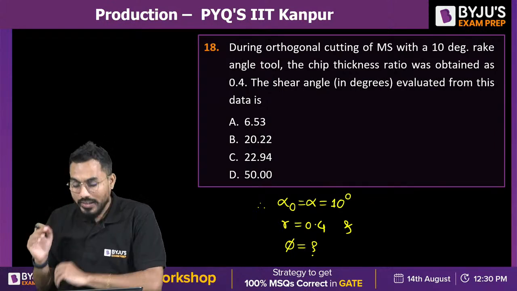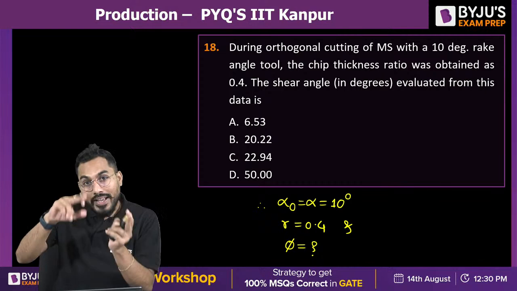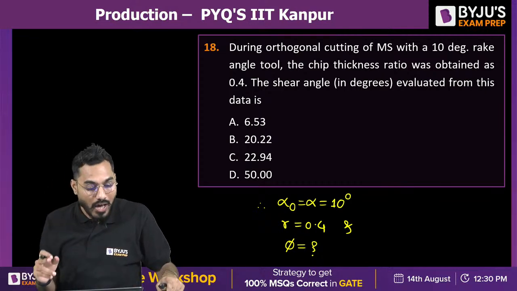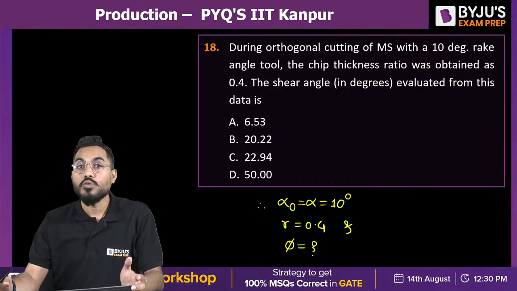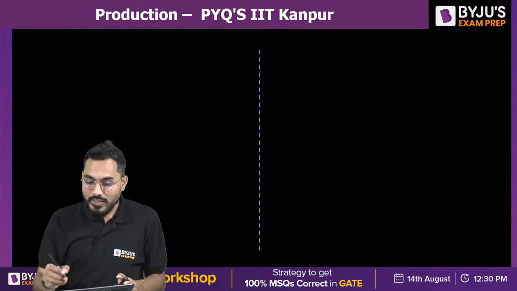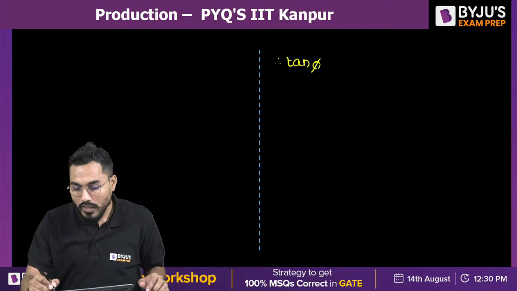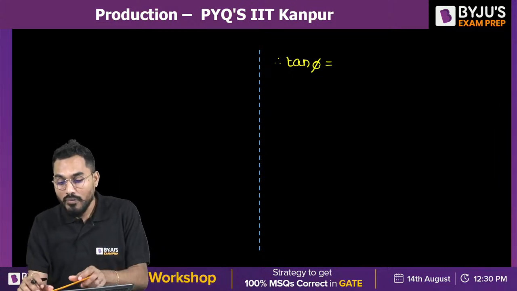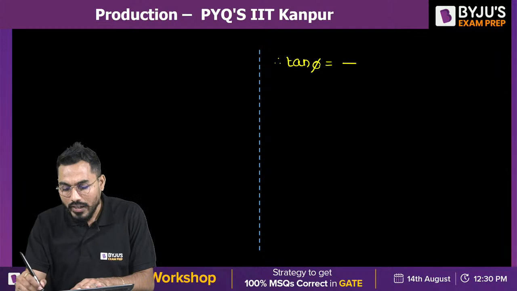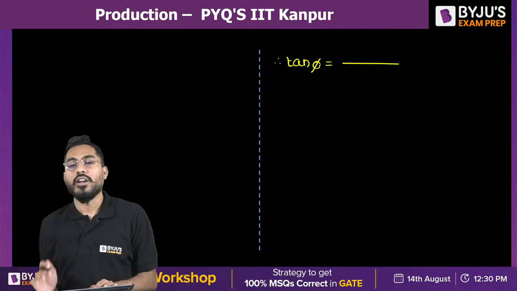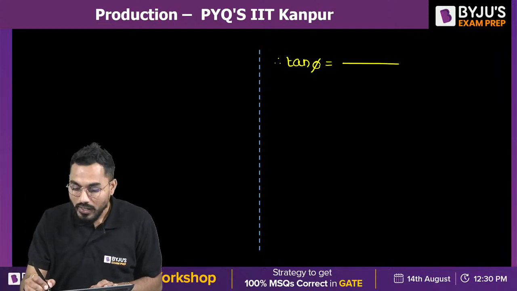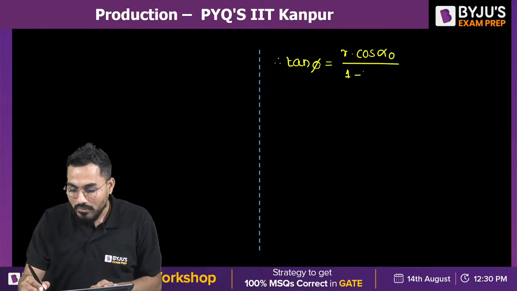Now the question is, sir, is there any relation between the rake angle alpha, chip thickness ratio r, and the shear plane angle phi? So there is one standard formula. And what is that standard formula? We know that tan phi, how many times I told you, this is the heart of entire metal cutting. Every now and then, for solving a number of numericals, we require this formula. What is that? tan phi is equal to what? r cos alpha 0 divided by 1 minus r sin alpha 0.